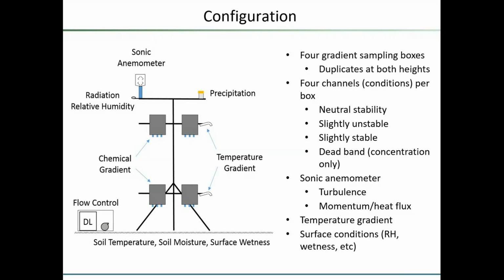Along with the sample boxes themselves, we have to have a sonic anemometer to measure the different aspects of turbulence that we need to calculate the flux, including momentum flux and heat flux. So the sonic anemometer really is a core piece of this system as well. And then the package includes some of the other measurements that we need, like the vertical temperature gradient, and the measurements that we need to interpret the fluxes, relative humidity, is the surface wet or dry, etc. So that's kind of what the system looks like that we've developed here.